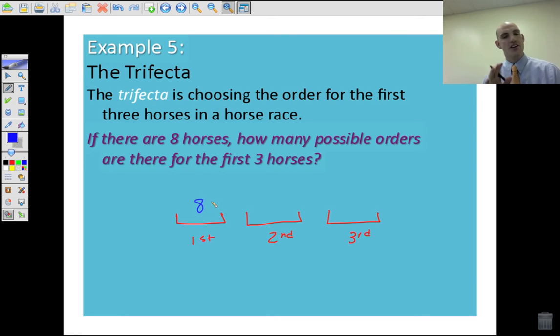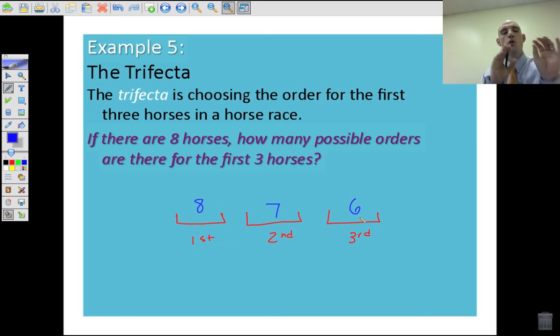Let's think for a minute. If the first horse crosses the finish line, first place is out of the running, there's no more possibility for first place. How many horses could possibly win second place when that horse is done? Well, only 7 could be left for second place, because after the first horse finishes, there's only 7 horses left. When 1 horse crosses for first place and 1 horse crosses for second place, how many horses are remaining to be in third place? There's only 6 left.